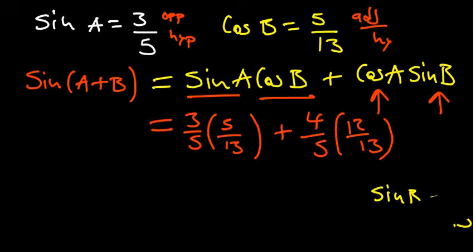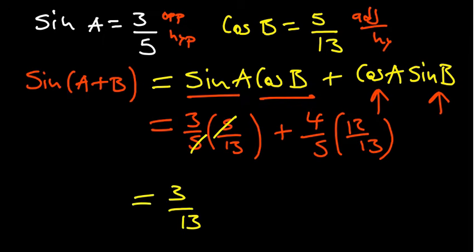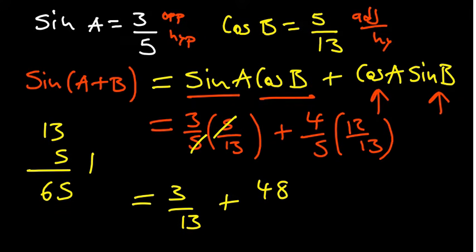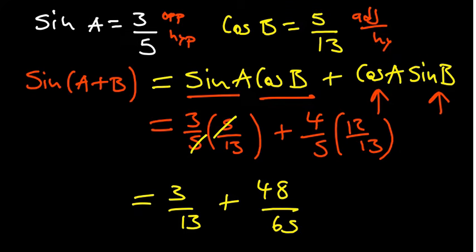Okay, this is now simple mathematics. You're able to simplify from that stage, right? 5 can cancel out. You have 3 over 13. How do you simplify the other part? 4 times 12 is 48. 5 times 13, 65. And then, of course, you can add the fractions yourselves. So add that, and you'll be able to get your answer.